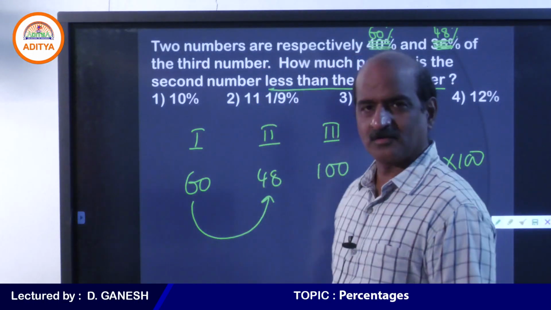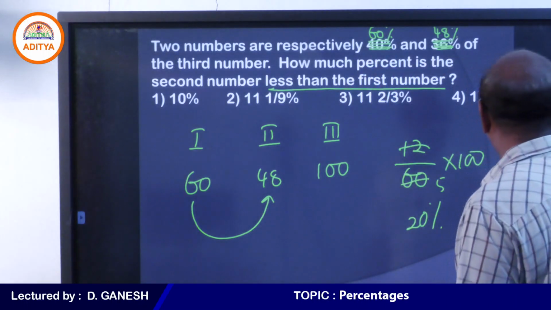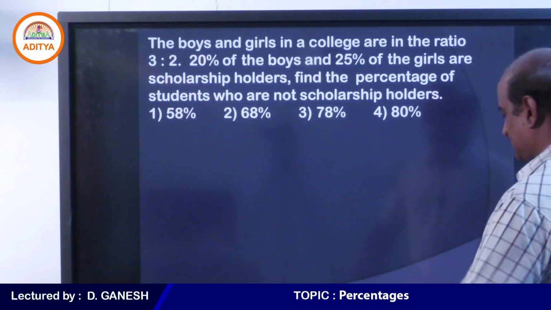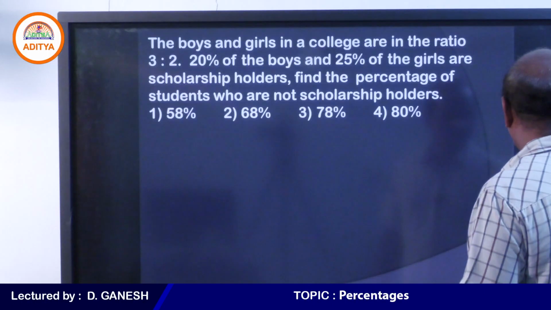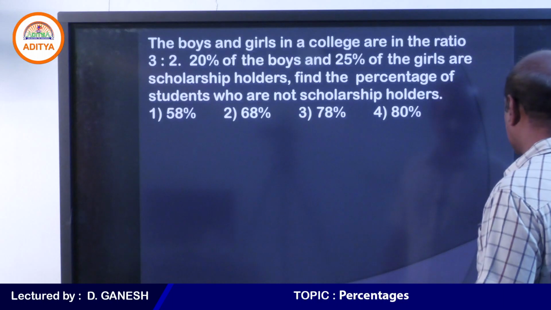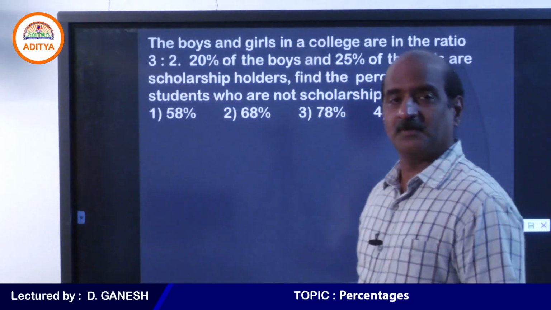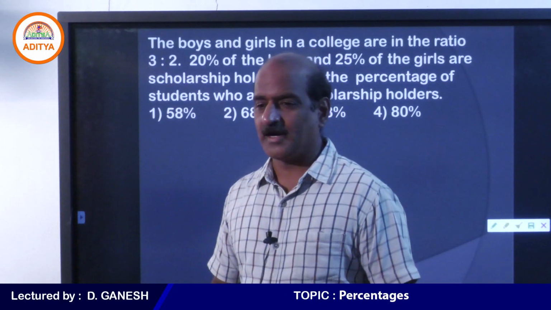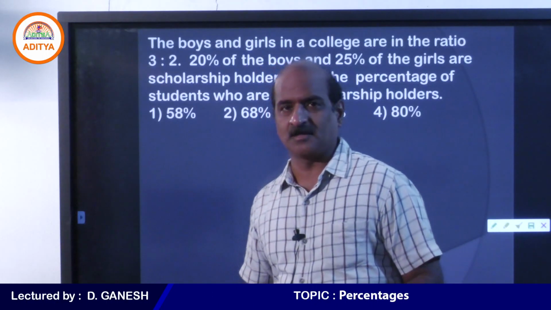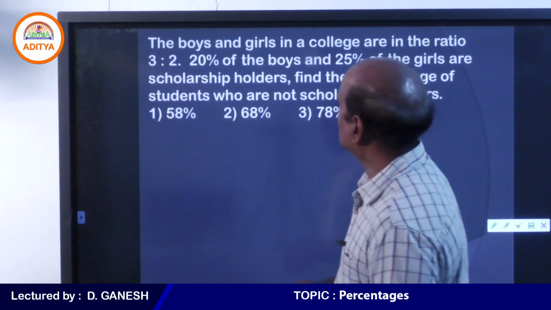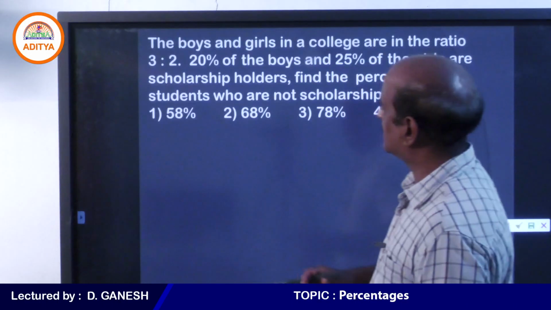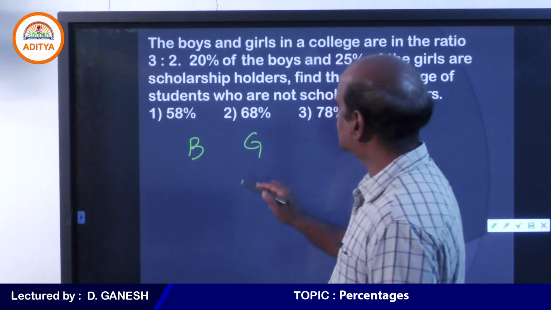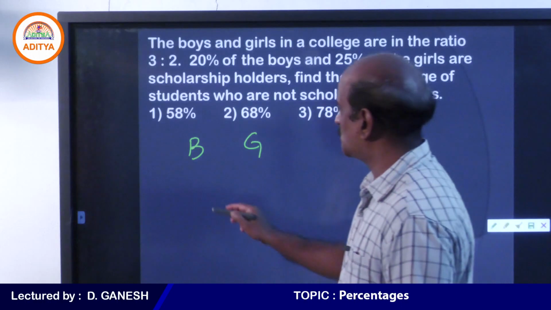Now, I think we can move on to the next model, my dear students, with more perfection. Now, just look at this question. This is a very important question, my dear students. You might remember this particular question we already handled in percentages. Now, I think you will get the perfect command in this question. The boys and girls in a college are in the ratio 3:2.